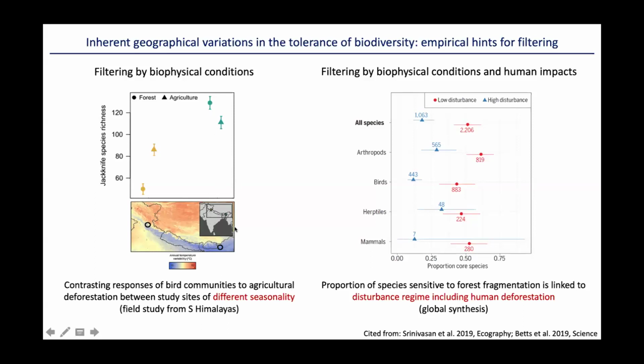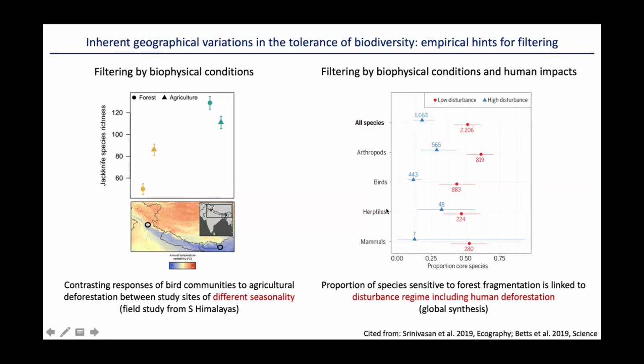ecosystem. In the eastern site, they found that the agricultural landscape supported significantly fewer bird species compared to native forest. And this is for the site that had lower levels of seasonality. Whereas in the western site with higher levels of seasonality, the result was completely flipped, with the agricultural landscape supporting significantly higher species richness compared to native forest ecosystems.